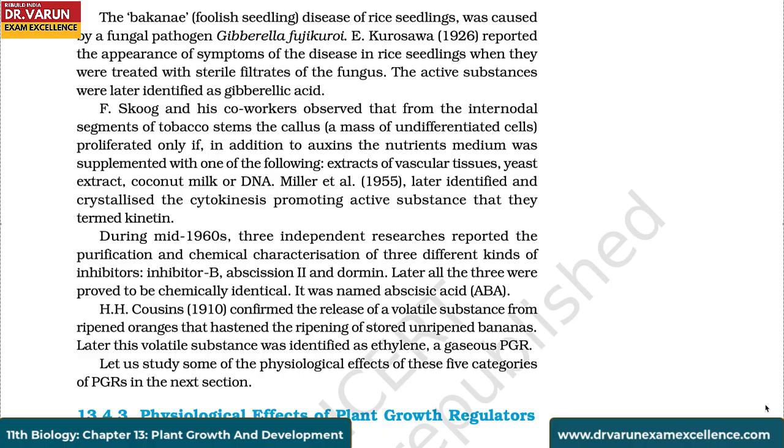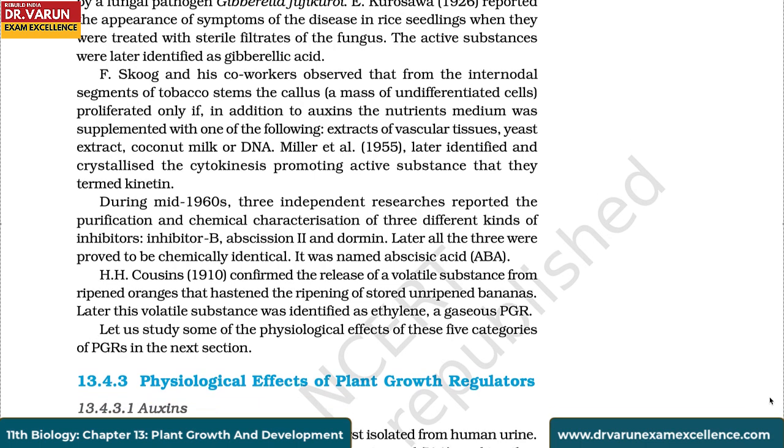F. Skoog and his co-workers observed that from the internodal segments of tobacco stems, the callus, a mass of undifferentiated cells, proliferated only if, in addition to auxins, the nutrient medium was supplemented with one of the following: extracts of vascular tissues, yeast extract, coconut milk, or DNA. Miller et al. in 1955 later identified and crystallized the cytokinesis promoting active substance that they termed kinetin.